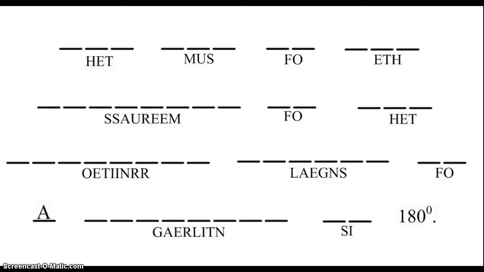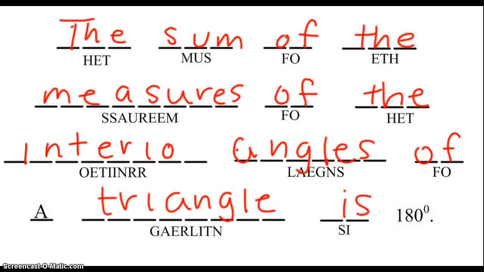So our next slide is just writing out exactly what we just learned. If you want to take a second and try to unscramble, go ahead, pause the video, and then come back and I'll have it filled in. So what we came across is that the sum of the measures of the interior angles of a triangle is 180 degrees. The sum of the measures of the interior angles of a triangle is 180 degrees.